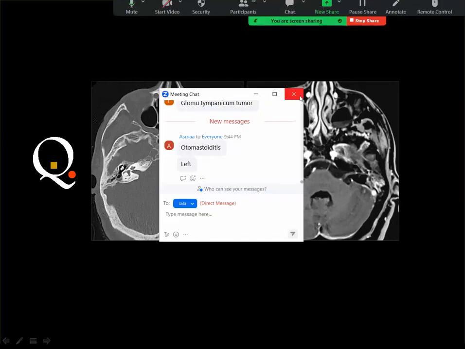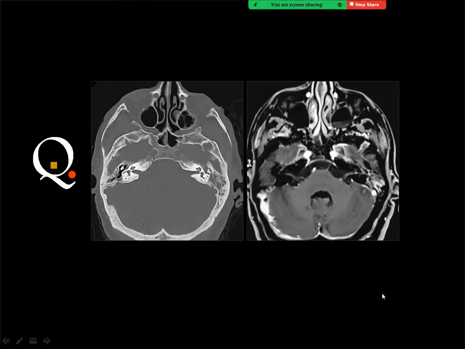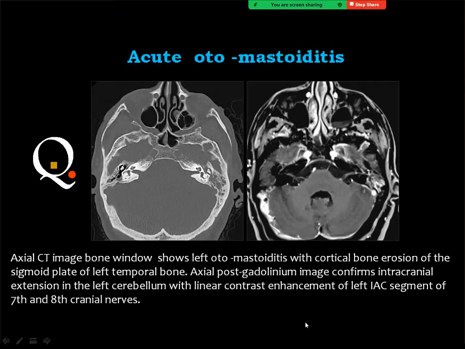Yes, this is automastoiditis. Yes, right. The diagnosis is right. You got an ossification of the mastoid and middle ear cavities. The ossicles are intact, and this is a simple case of automastoiditis.